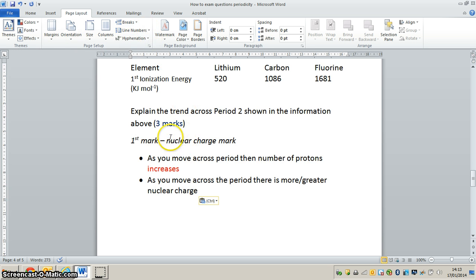The first marking point relates to nuclear charge, and it's something like one of these sentences. So, as you move across period 2, the number of protons in the atoms of the elements increases, or as you move across the period, there is greater nuclear charge in the atoms.